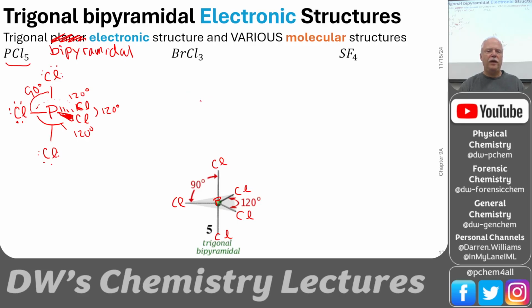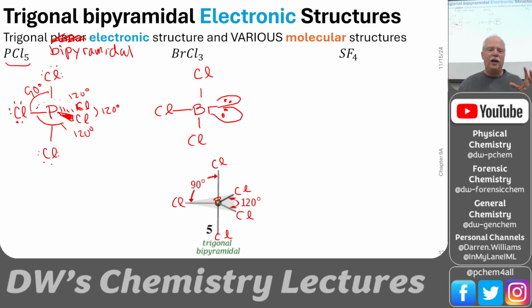Now, if we do the BrCl3, we did this one earlier when we were working on Lewis dot structures. Let me just draw this one real quick. BrCl3, we have 2 poles and 1 at the equator. And then we have 4 more electrons to fill out. And so they go here in the other 2 equatorial positions.